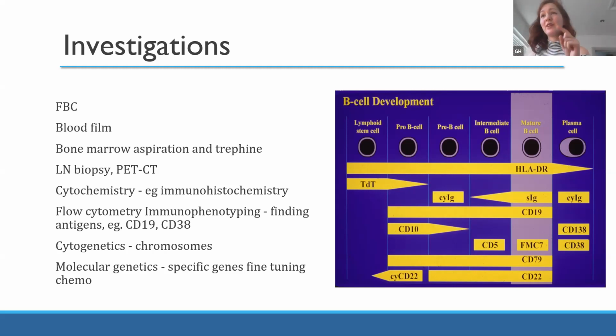For lymphomas, you want a lymph node biopsy, because that's where the problem is, it's in the lymph node. I'll go through the presentation of lymphomas a bit more later as well.